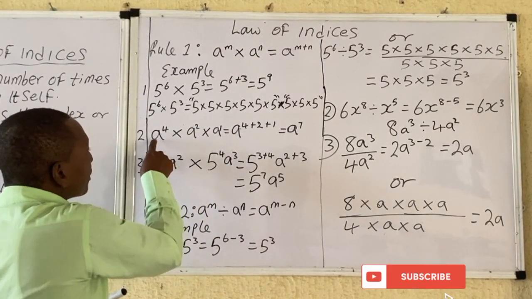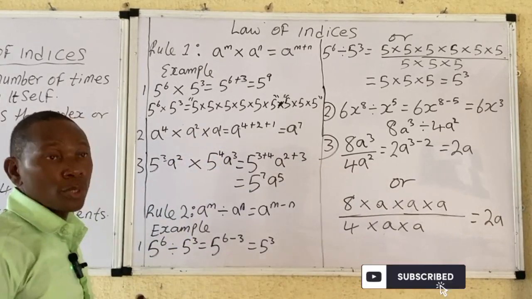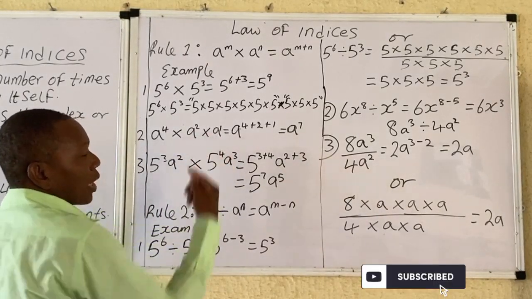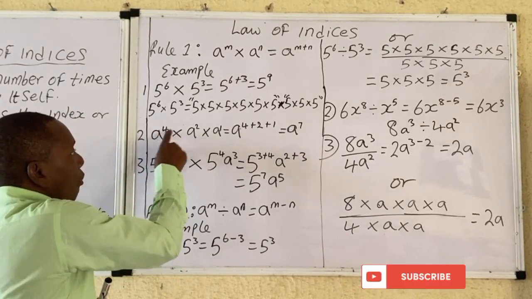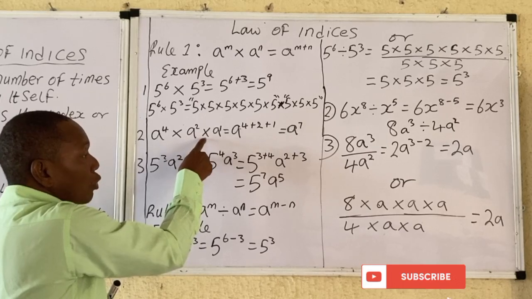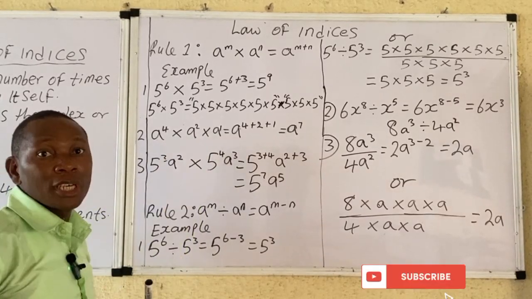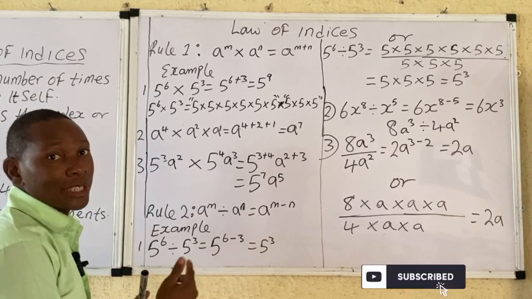So, since we have the base here as a, what do you do? You pick 1 as usual. Now, the index here is 4, here is 2, and here is 1. And remember, it is actually multiplication. So, multiplication, according to the law, you change it to what? Addition. You add the powers or the index.